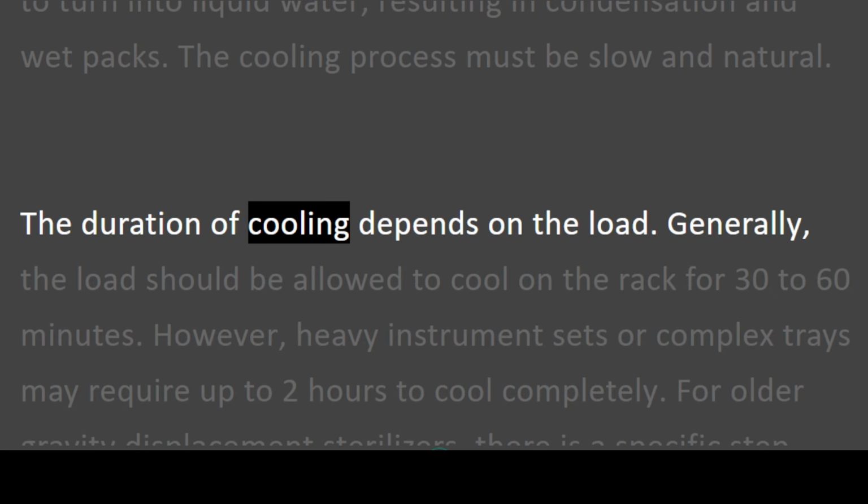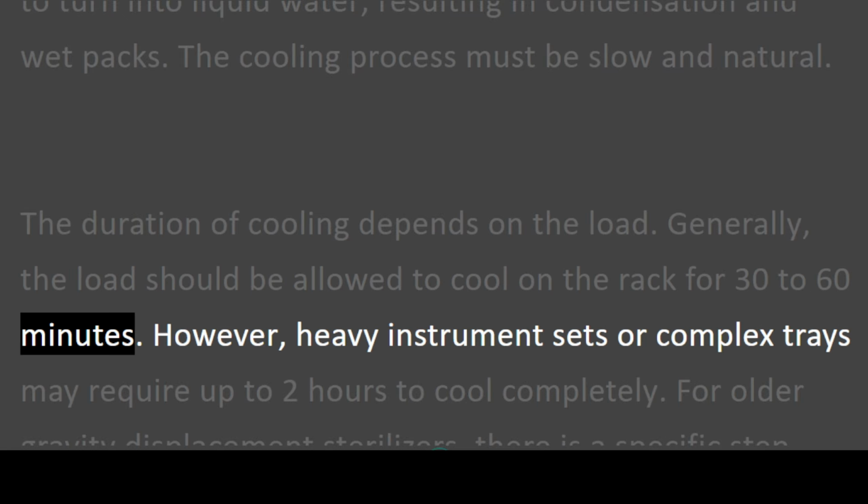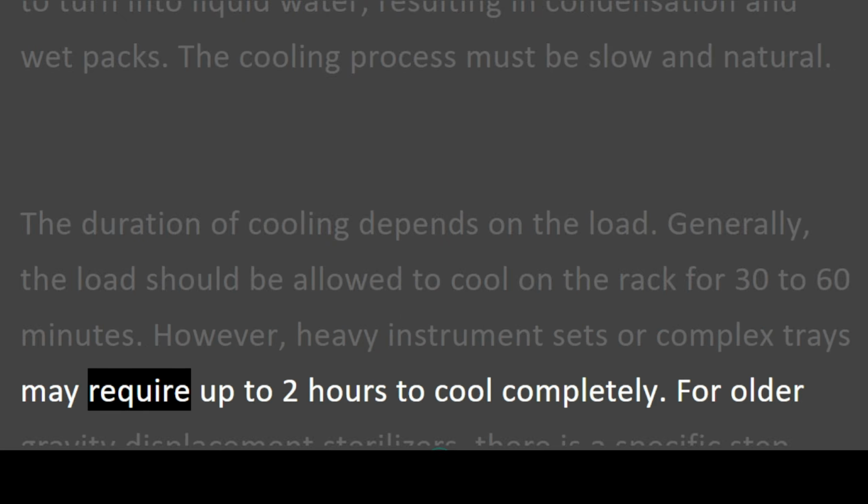The duration of cooling depends on the load. Generally, the load should be allowed to cool on the rack for 30 to 60 minutes. However, heavy instrument sets or complex trays may require up to 2 hours to cool completely.